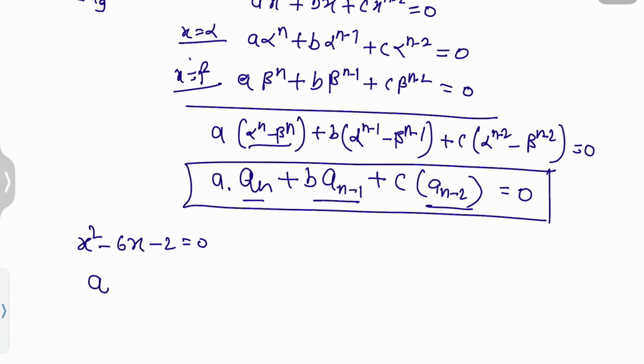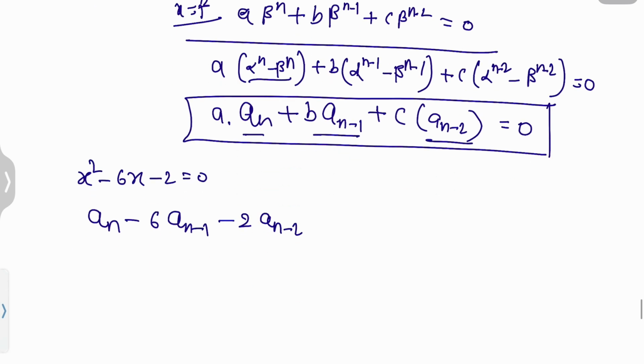So directly it is a^n = 6a^(n-1) + 2a^(n-2), right? According to this, a and n are replaced, the constant is the same. Suppose you find the 10th term, so put n equal to 10: a^10 = 6a^9 + 2a^8.